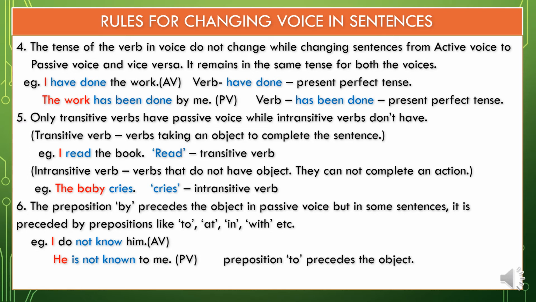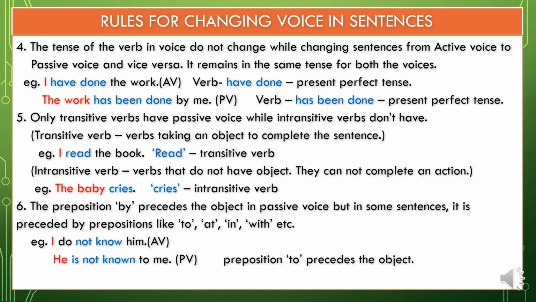First one is that you have to identify the sentence, whether it is in active or in passive voice. Second rule is that the subject and the object of active voice interchange their positions while changing it to passive voice. And similarly, the subject and object of passive voice interchange their positions while changing it from passive to active. That means the subject of active voice becomes the object of passive voice, the object of passive voice becomes the subject of active voice, and vice versa.